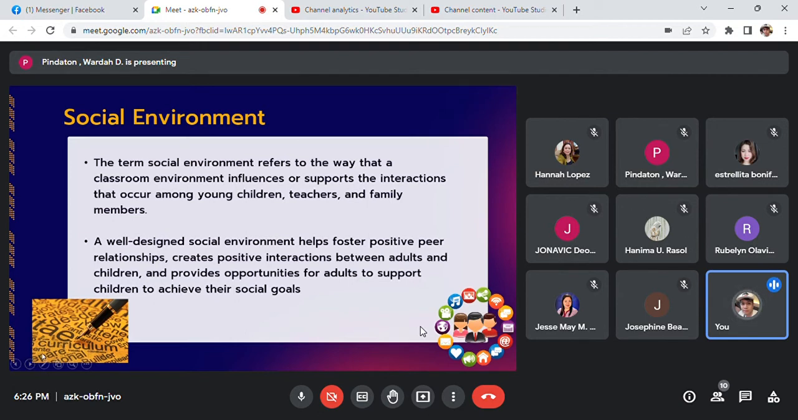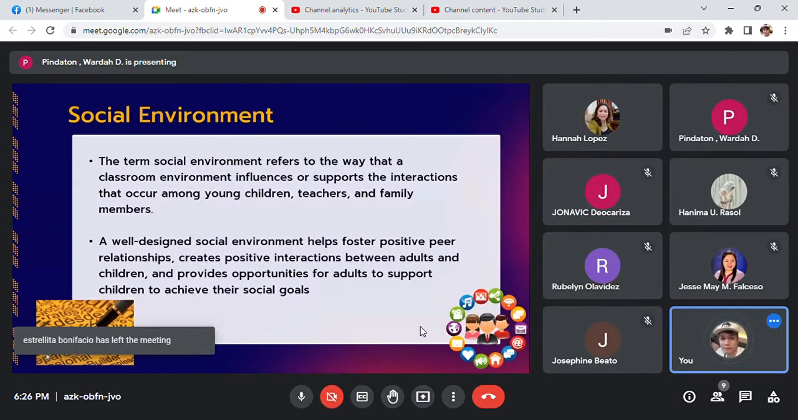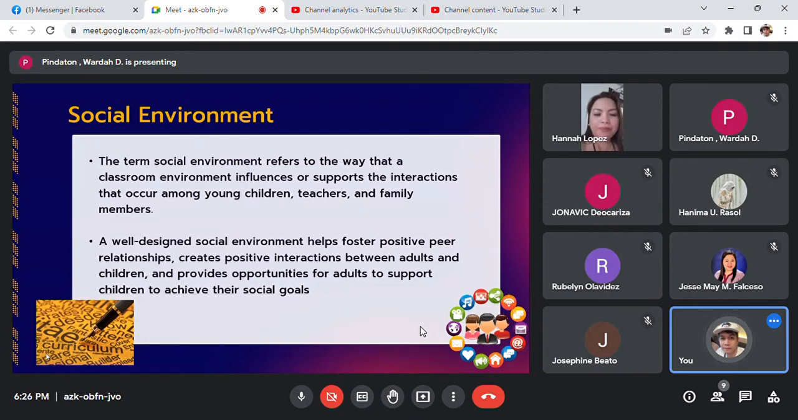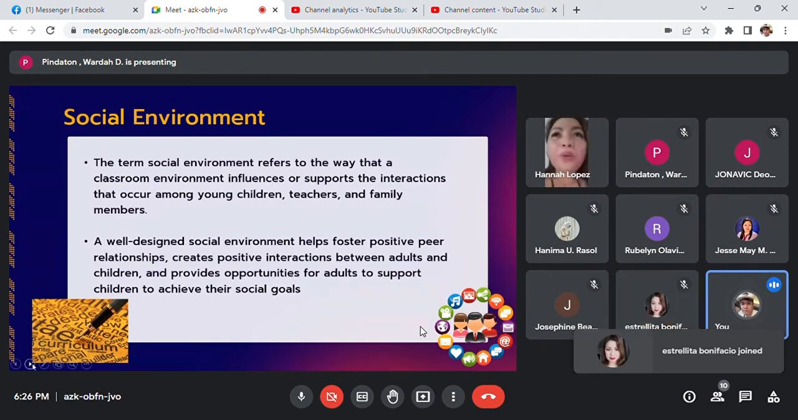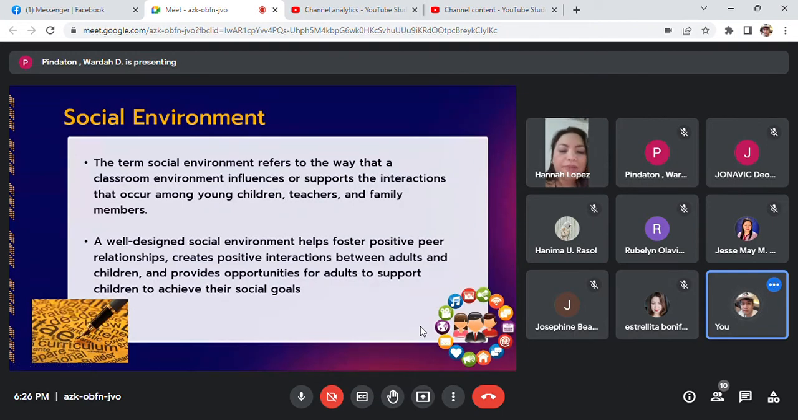The term social environment refers to the way that a classroom environment influences or supports the interactions that occur among young children, teachers, and family members. A well designed social environment helps foster positive peer relationships, creates positive interactions between adults and children, and provides opportunities for adults to support children to achieve their social goals. To create a classroom environment that supports positive social interactions, teachers need to plan activities that take the following aspects into consideration.